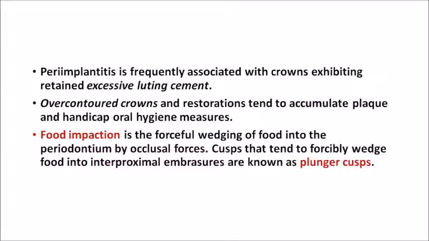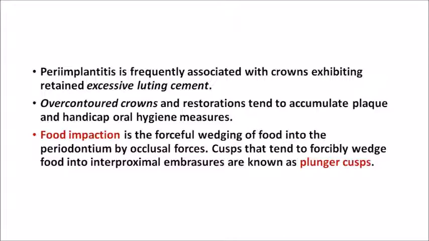Another factor is excessive luting cement. As we all know, when you lute a crown, whether on a natural tooth or on an implant, if you use excessive luting cement, it will lead to inflammation. So peri-implantitis is frequently associated with excessive luting cement usage. Another one is over-contoured crowns and restorations. Again, this will accumulate plaque and this will handicap the oral hygiene measures.